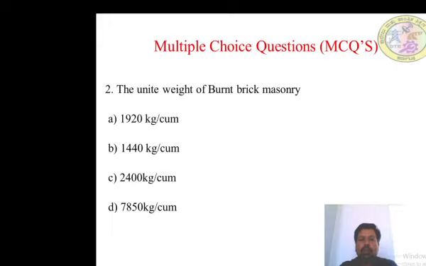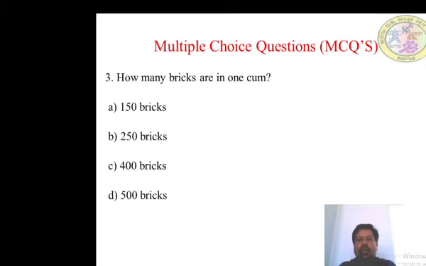The unit weight of burnt brick masonry: 1920 kg per cubic meter, 1440 kg per cubic meter, 2400 kg per cubic meter, 7850 kg per cubic meter. The unit weight of cement is 1440 kg per cubic meter, steel is 7850 kg per cubic meter, and concrete is 2400 kg per cubic meter. The actual answer is 1920 kg per cubic meter. Answer is A.